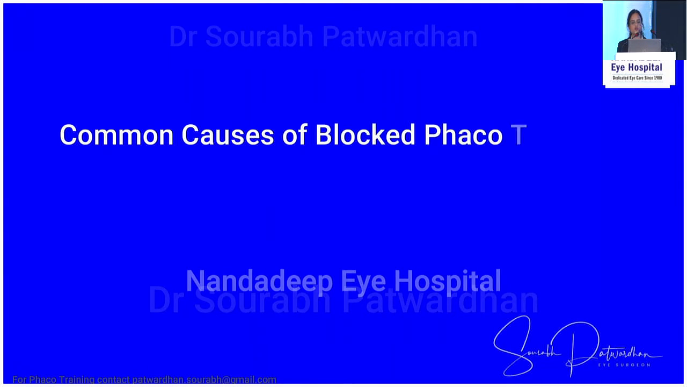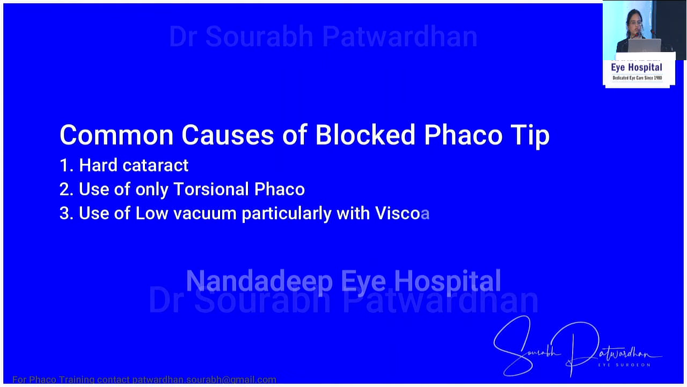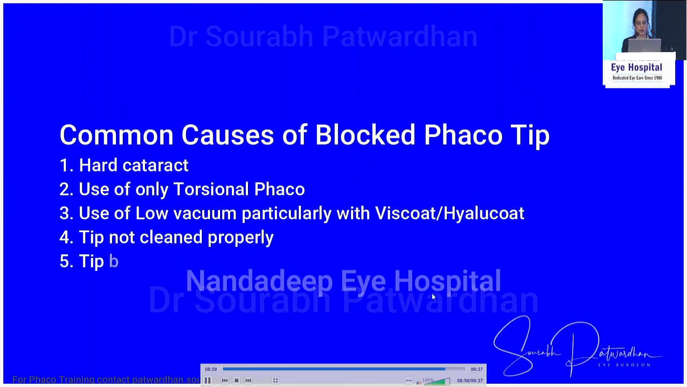So the common causes of a blocked Phaco tip: it most commonly occurs in the harder cataracts, use of only torsional Phaco, use of low vacuum, particularly with the Viscoat or Healon, and tip not getting cleaned properly.